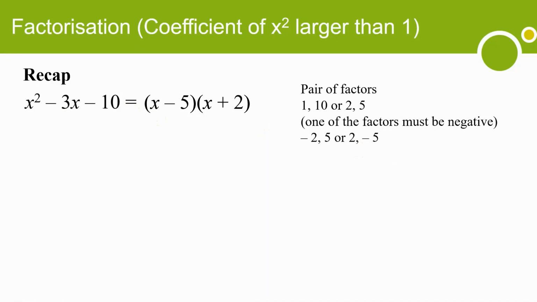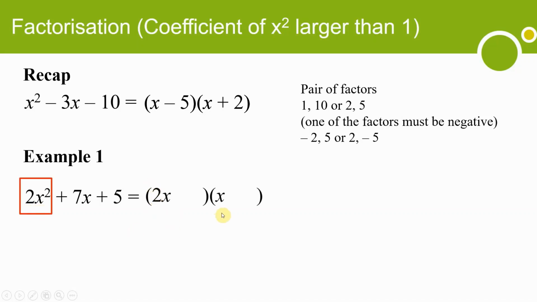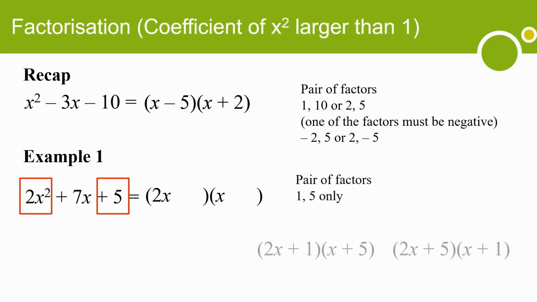But for today's video, we are looking at a coefficient of x squared larger than 1. And this will give us more problems because we need to look at the factors of the first term here. And the factors of 2, they are 1 and 2. So we can start by writing 2x and x. And the following steps are similar. We look at the last term. 5 has 2 factors, 1 and 5 only, and we need to be careful where we place our 1 and 5 because different combinations will give us different middle terms here, and we want a 7x.